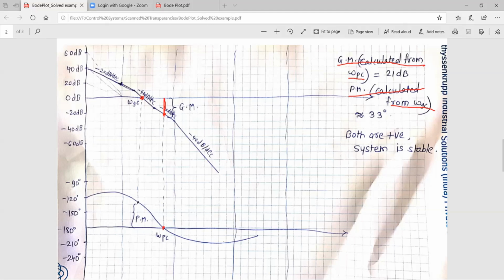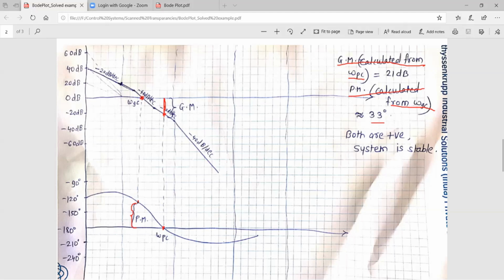Similarly, phase margin is calculated from omega GC. Now mark omega GC and draw a dotted line till it crosses the phase plot at this point. This much amount of phase can be added till the system becomes unstable. This value is known as phase margin. In phase, you can calculate it; I have calculated it around 33 degrees. So gain margin is 21 dB. Phase margin is 33 degrees. Both are positive, and so the system is said to be stable.